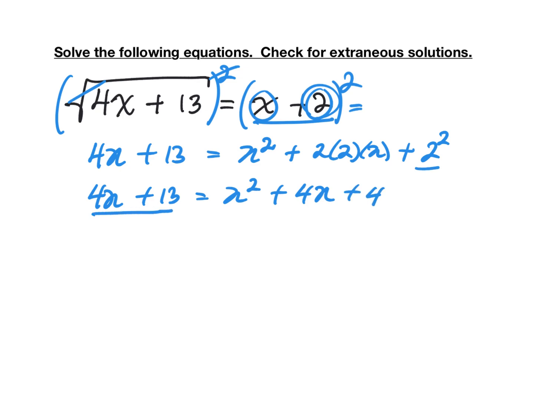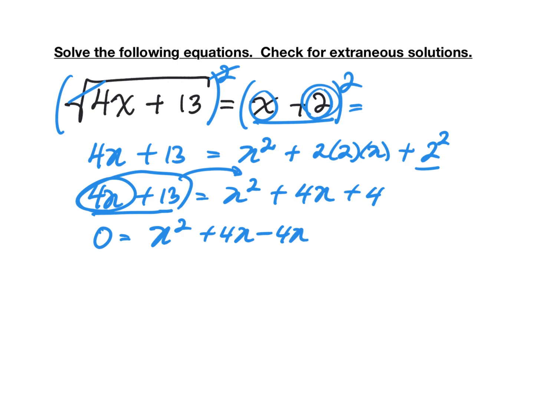We're going to put these terms on the other side. So here it's just going to be 0. That gives you x squared plus 4x, minus 4x plus 4, and negative 13. So 0 is equal to x squared. Now we can notice we have to cancel that part. 4 minus 13 is going to give you negative 9. There you go. So this is quadratic again.